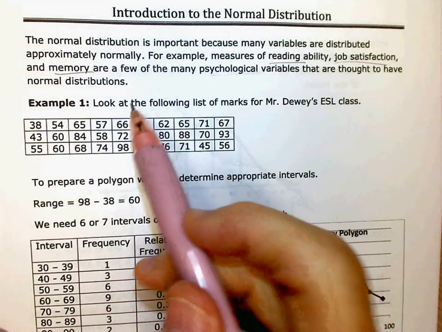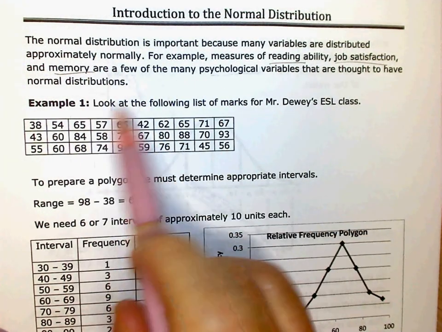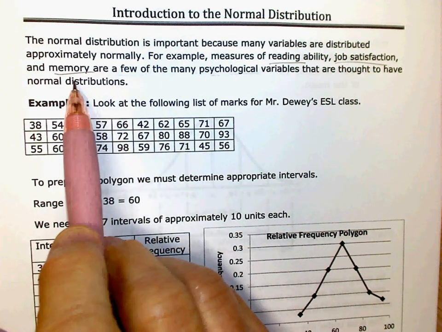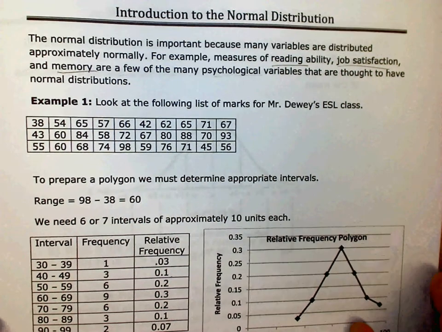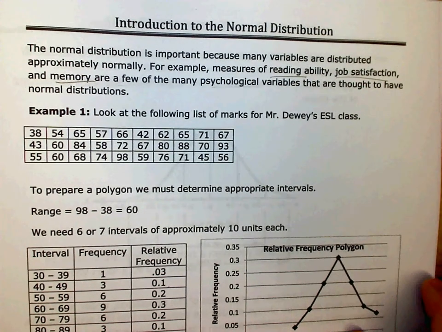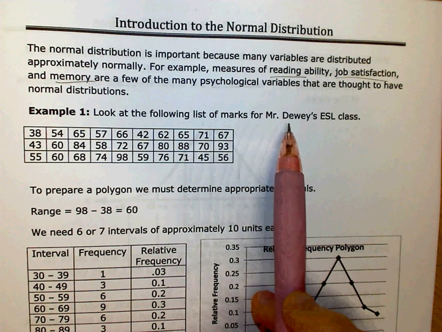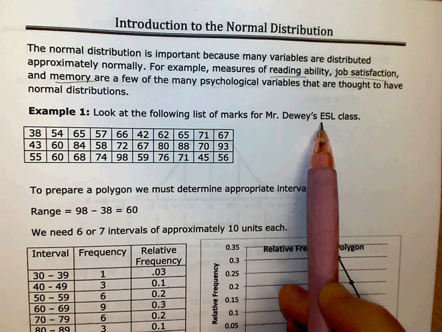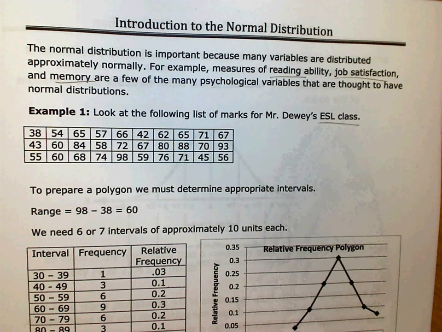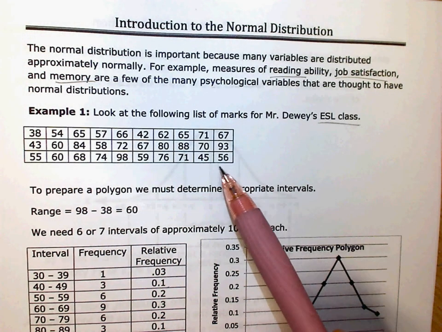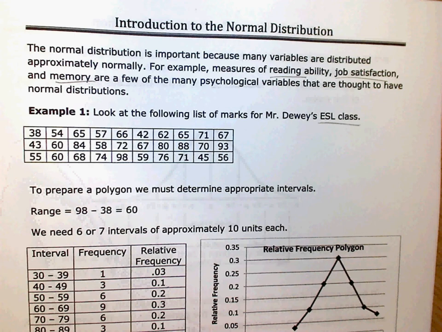The normal, okay, as I mentioned, it's important because we see it in many physical, scientific, and psychological type of variables, okay? So let's just take a look at the following list of marks for Mr. Dewey's ESL class. So here are his marks. Some are low, some are high. Ooh, look at that 38. Oh dear.